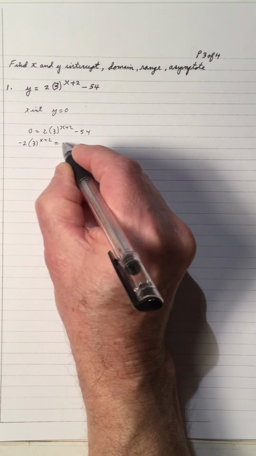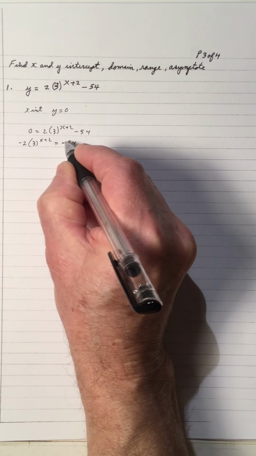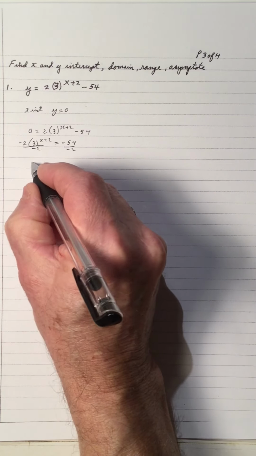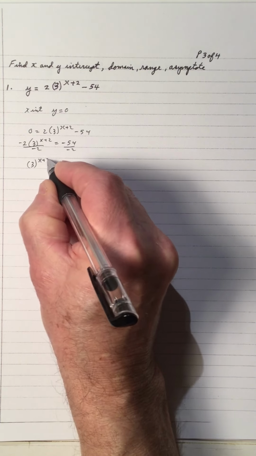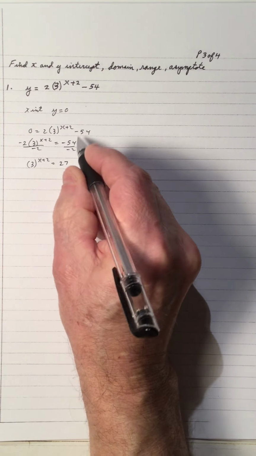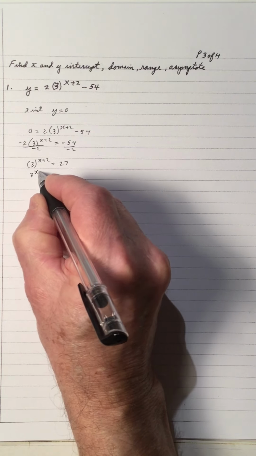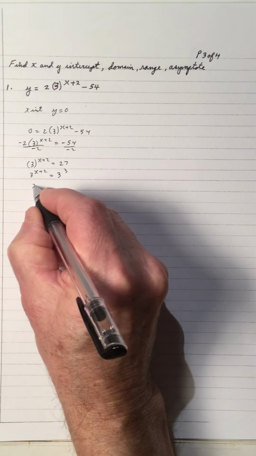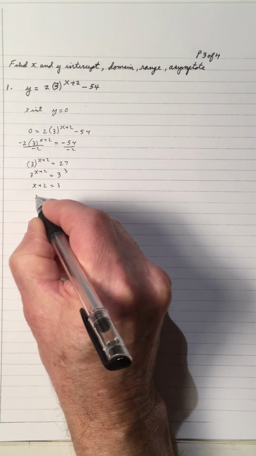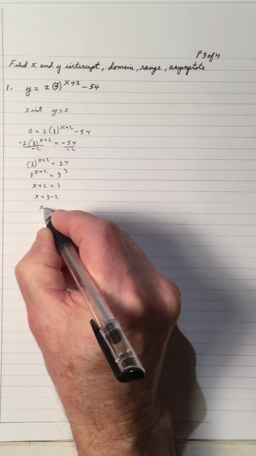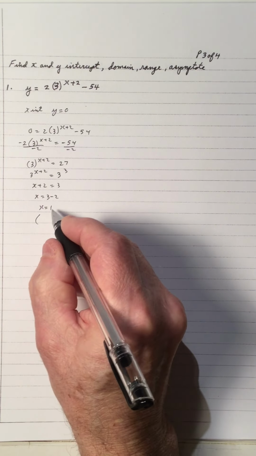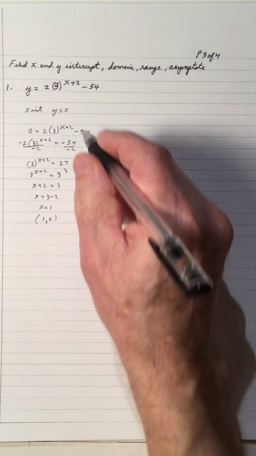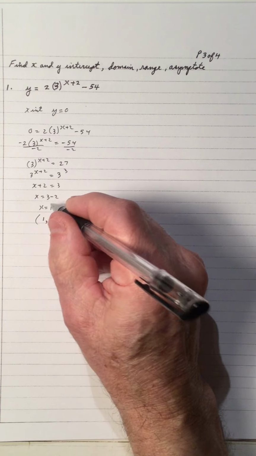I want to solve for x, so let's move the 54 to the other side. Now we'll divide by 2 because we want to isolate the base. So 3 to the x plus 2 equals 27. The base is 3, so 27 is 3 cubed. Since the bases are equal, the exponents are equal. So x plus 2 equals 3, and x equals 3 minus 2, so x is 1. So when x is 1, y is 0. That's the x-intercept. The x-intercept is 1.